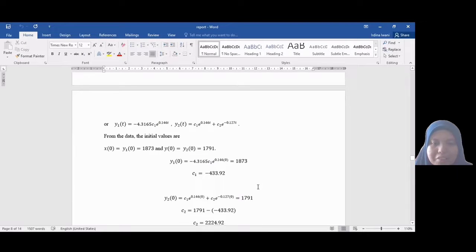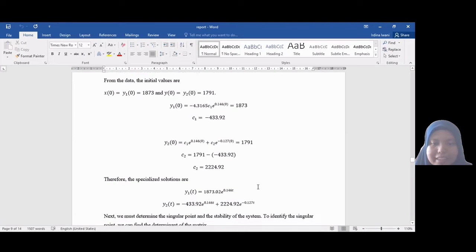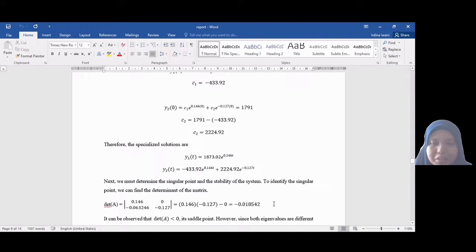Thus, we have the specialized solutions: y1(t) equals 1873.02 e to the power of 0.146t, and y2(t) equals negative 433.92 e to the power of 0.146t plus 2224.92 e to the power of negative 0.127t.